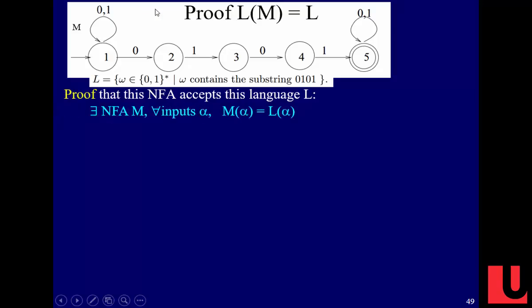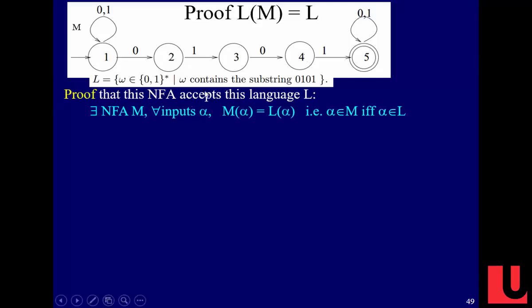All right? So now here I'm saying there exists an NFA. Well, we have it already, so it's not a problem, right? But we want to say that for every string, you give me any 0, 1 string, the machine will say yes if and only if the language says yes. Right? Everybody with me here?